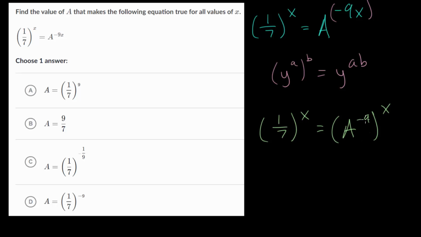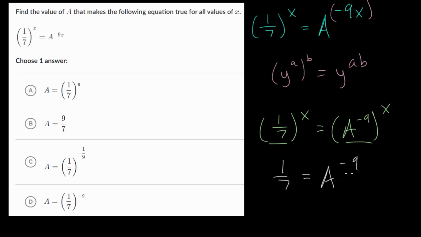Since notice, we have an exponent to an exponent, so they would multiply to recombine to give us this original expression here. And then from here, since you have 1/7 to the x and a to the minus 9 raised to the x, we know these must be equal to each other. So we can write that 1/7 is equal to a to the minus 9 power.